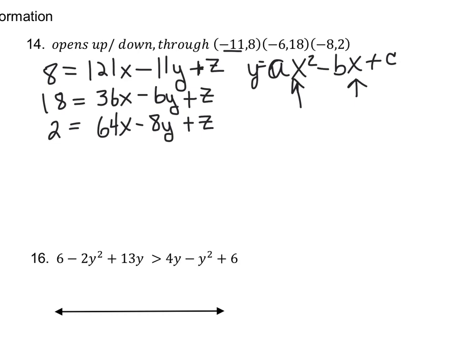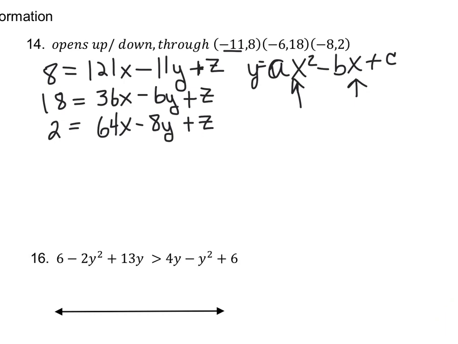Okay, so the next point here, I'm using this negative 6 for x and 18 for y. So I put my 18 in for y, and I square my negative 6. That gives me 36x. I keep it as a negative 6 here for the middle, and then just plus z. And then this last one, again, I'm squaring this negative 8 to get 64. Then I'm subtracting the 8 plus z.